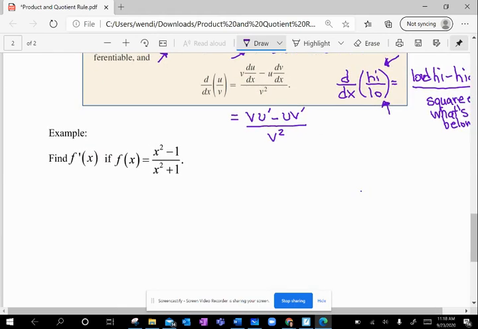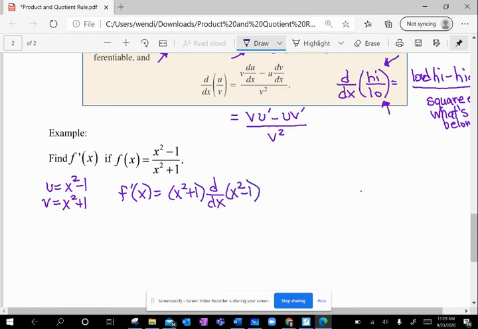Here we go. So let's say we're given this function: x squared minus 1 all over x squared plus 1. So the numerator is x squared minus 1, and the denominator is x squared plus 1. Okay, so what we're going to do is I'm going to yodel a little bit. Low, which is x squared plus 1. D high, so d means derivative. High is the numerator. And no, I'm not high.